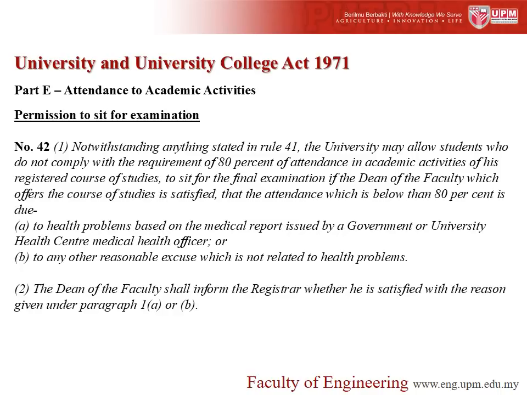Permission for examination. Like I mentioned before, if the 80% attendance in academic activities has not been fulfilled, you can apply for permission to sit for the final examination if the dean of the faculty which offers the course of studies is satisfied that the attendance below 80% is due to health problems based on medical reports or to any other reasonable excuse which is not related to health problems. The dean of the faculty shall inform the registrar whether he is satisfied with the reason given under paragraph 1A or 1B. So, if you have not fulfilled the 80% requirement, you can apply for permission to sit for examination with reasons, health reasons or reasonable reasons that can be considered.